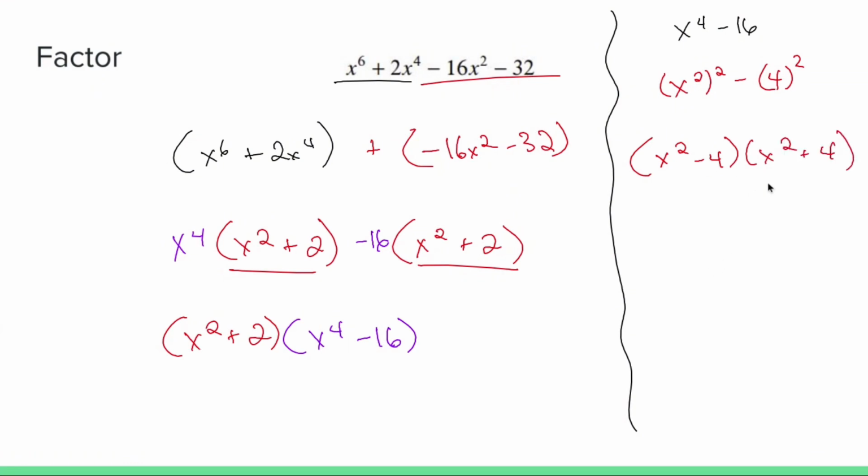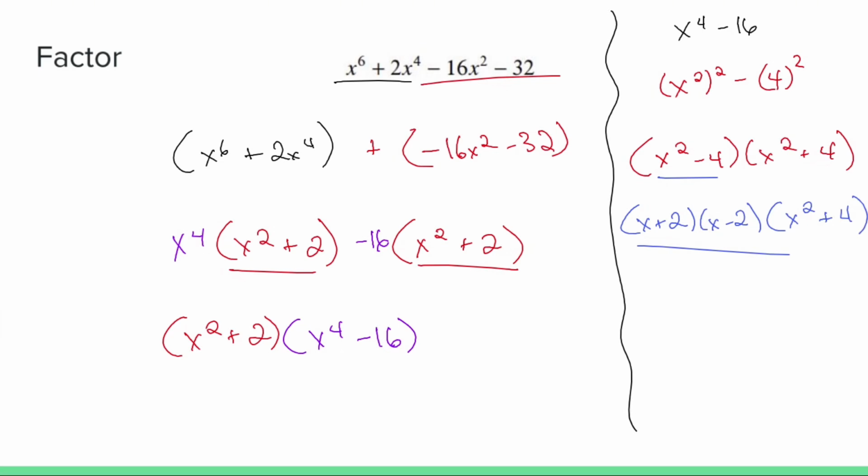Now looking at this, you should be able to say, well, wait a minute. X squared minus 4 is more difference of squares. That's x plus 2 times x minus 2. Can I do anything with that? No. There's no sum of squares. So this guy in purple becomes that guy.